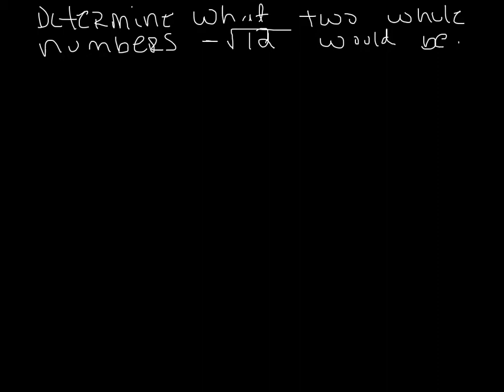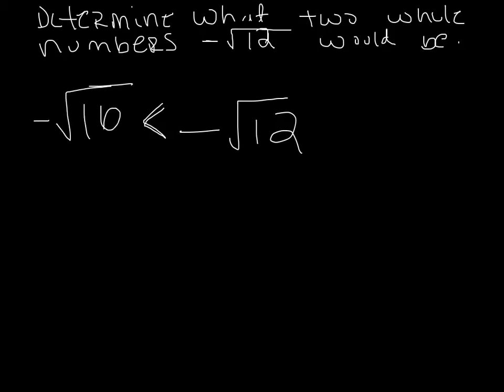So here this is asking between what two whole numbers negative the square root of 12 would be. Well, we know that negative the square root of 12 is greater than negative the square root of 16. 16 is a perfect square. Negative the square root of 12 is less than negative the square root of 9. 9 and 16 are the two perfect squares that 12 is between.